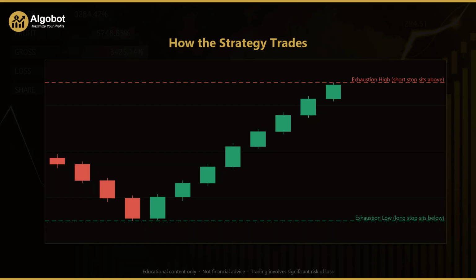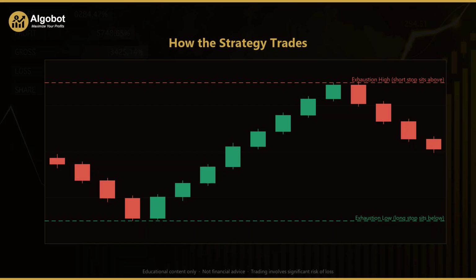With the fresh low confirmed and the thrust large enough, the EA takes a long here at the buy entry marker, placing its stop just below the exhaustion low. Price then turns and climbs, bar by bar, until it reaches the take profit marker a few candles later, where the long is closed. Now the move keeps running upward, and a new pattern forms.